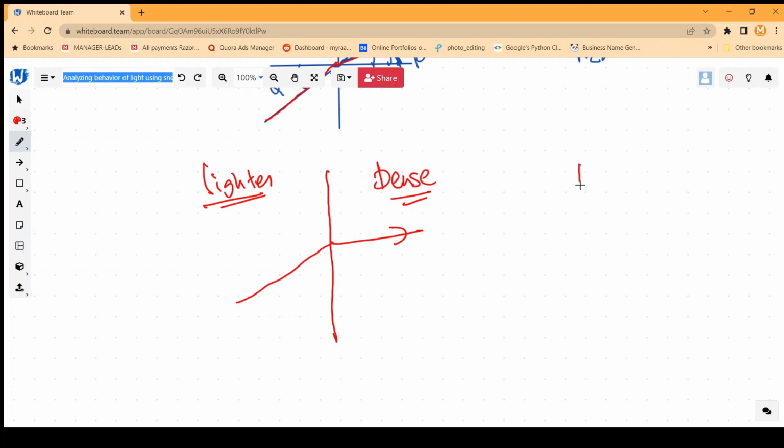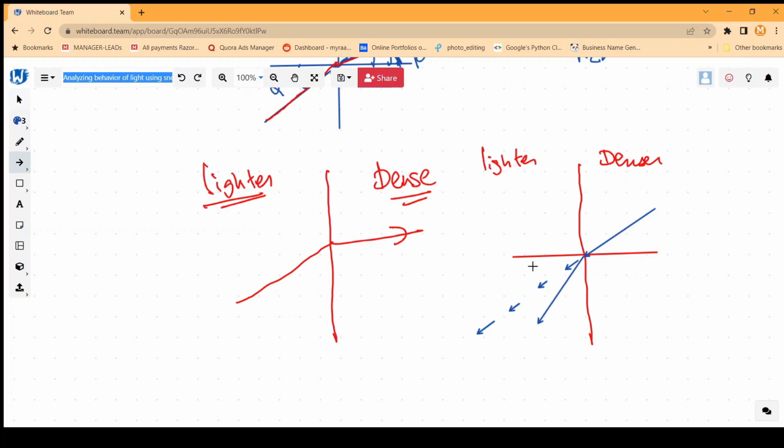And the other way around, when the light ray is coming from the denser medium, it will not go like this, but it will bend away from the normal, like this, right? Because we have to satisfy Snell's law. So this is our alpha, this is our beta, this is n1, this is n2, and we are saying here that n1 is greater than n2, right? So this is a denser medium and this is a lighter medium.